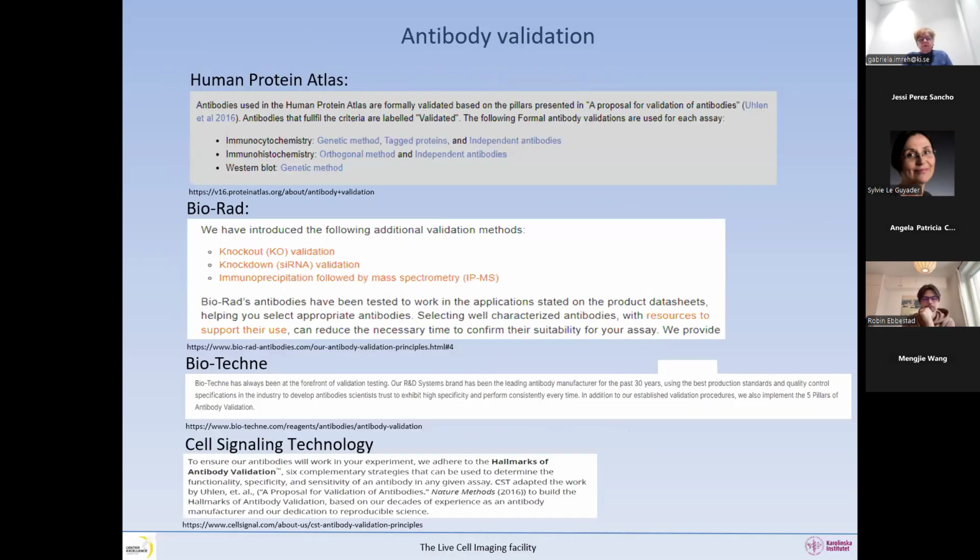And here I just have a screenshot. I went to the Human Protein Atlas homepage, and I was looking at how they validate their antibody. And I just randomly chose some of the most commonly used sources to buy antibodies. And I actually looked and tried to find the information on how they validate their antibody. And you can see most of the most serious companies and manufacturers, they do write it very clearly. This is how I validate the antibody. So you have an idea, and you know you have a good starting point.